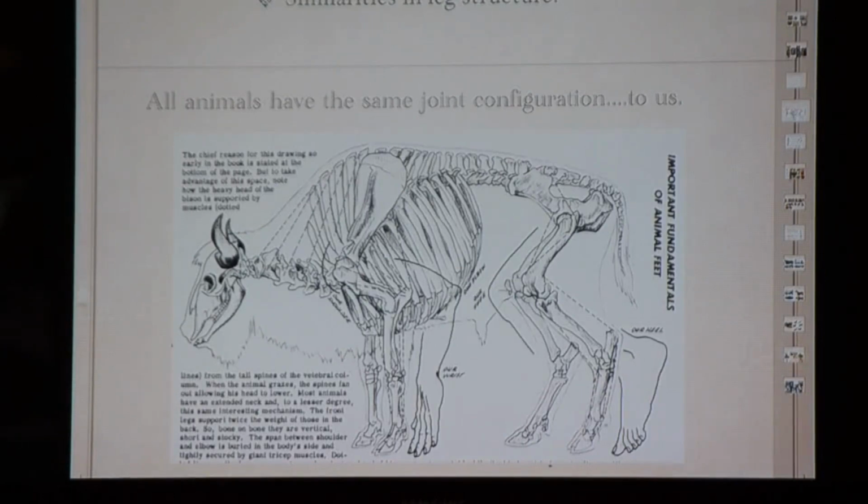There's also similarity in leg structure. The biggest similarity is we have the same joints as they do. They just happen to stand on their toes, and we stand on the flat of our feet. So the heel bone on us is the hock bone on them. And so those joints are the same. They bend the same direction on every animal.